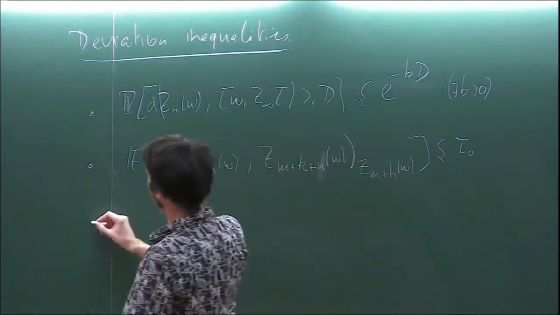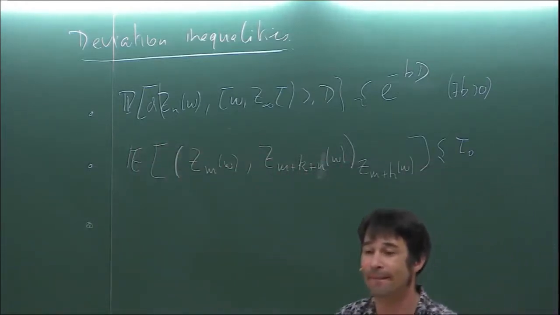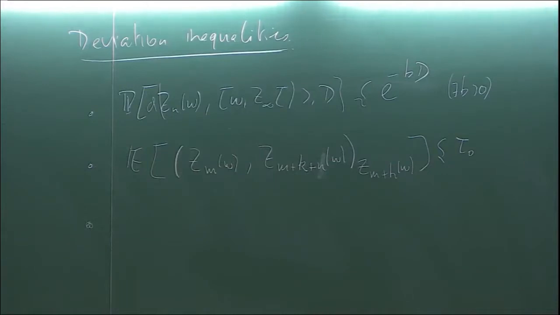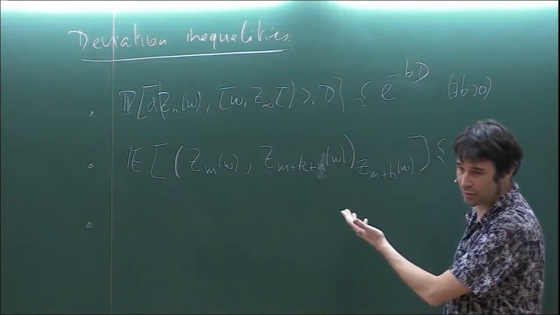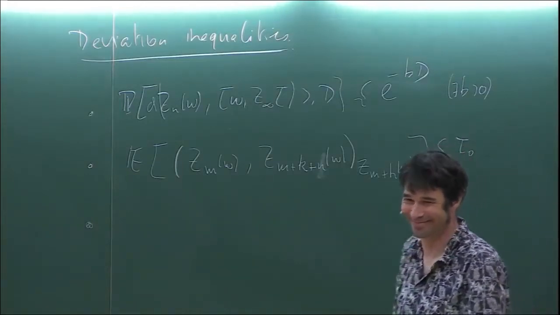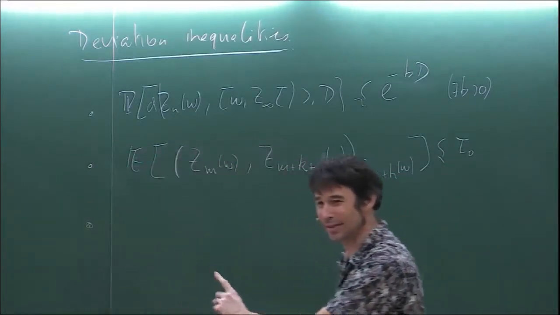And so another deviation inequality that we obtain, yes? So that last one, that tau zero is independent of M, K. Yes. No, it's just a Markov property that you use. Okay, so let me say the last thing.